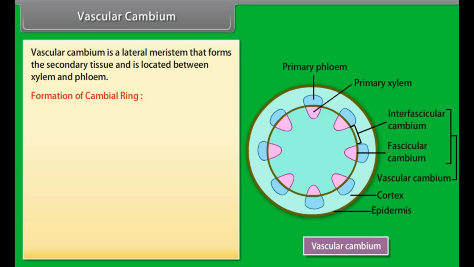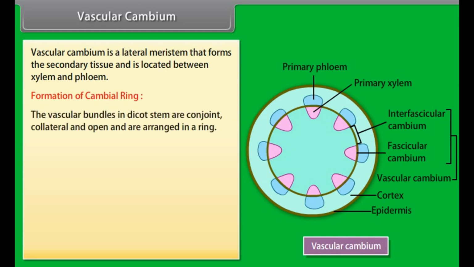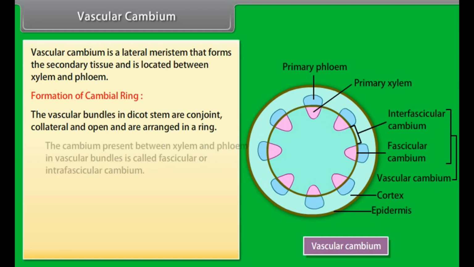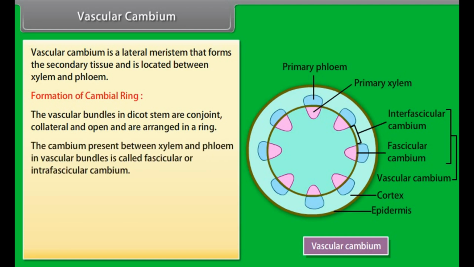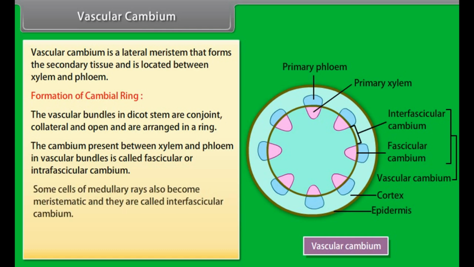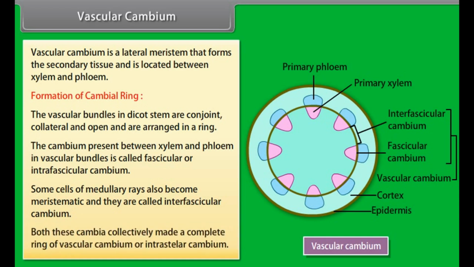Formation of cambial ring. The vascular bundles in dicot stem are conjoint, collateral and open and are arranged in a ring. The cambium present between xylem and phloem in vascular bundles is called fascicular or intrafascicular cambium. Some cells of medullary rays also become meristematic and they are called interfascicular cambium. Both these cambia collectively make a complete ring of vascular cambium or interstellar cambium.